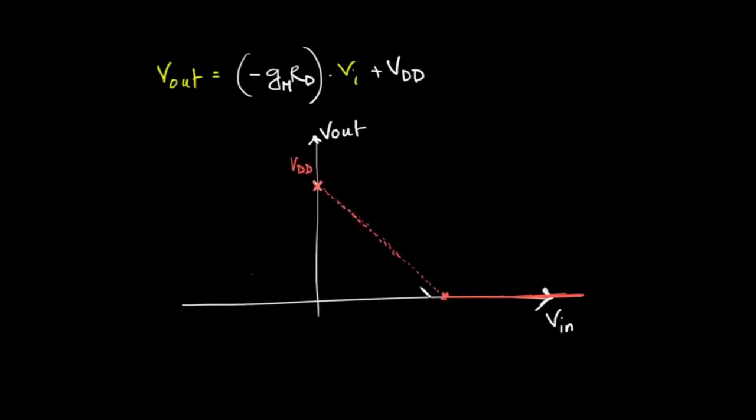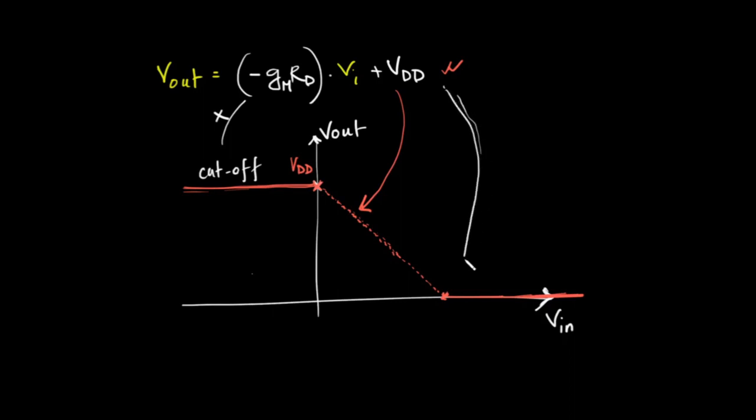So for negative input voltages, Vout will be constantly at VDD. Okay, so this expression is the graph for this part, only for the straight line part. This is the cutoff part of the graph. In the cutoff part, this expression is not valid. Similarly, for the short circuit part, this expression is also not valid. Only for this amplification part, this expression will be valid. All right, this is the short circuit part.